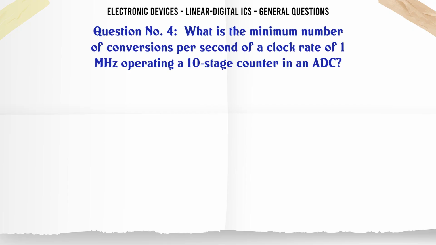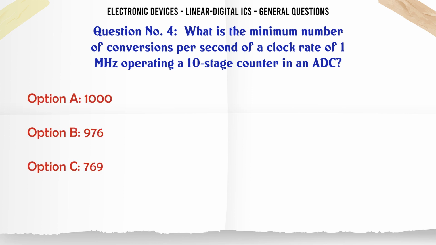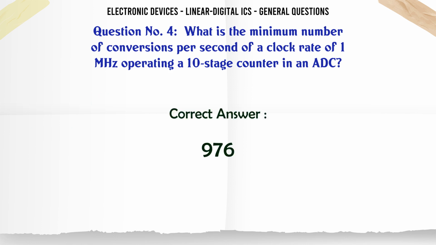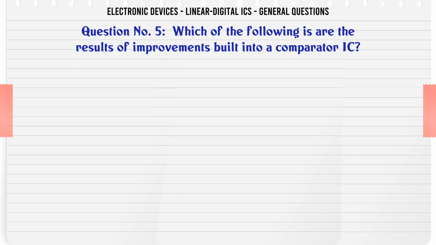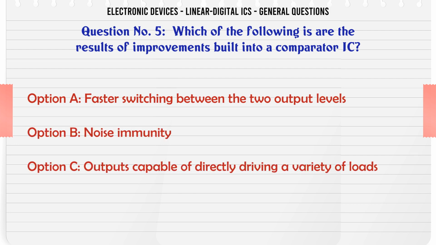What is the minimum number of conversions per second of a clock rate of 1 MHz operating a 10-stage counter in an ADC? A. 1000. B. 976. C. 769. D. 697. The correct answer is 976.